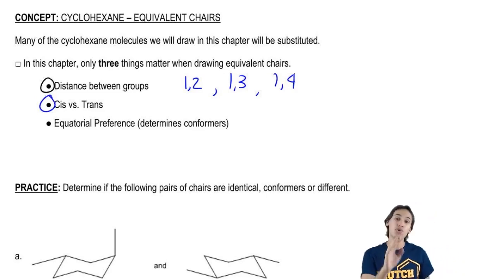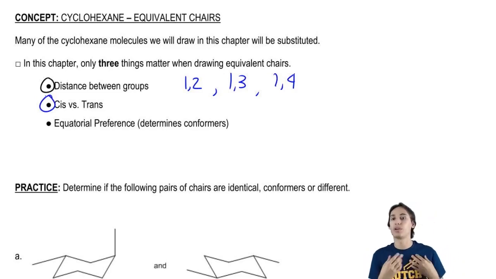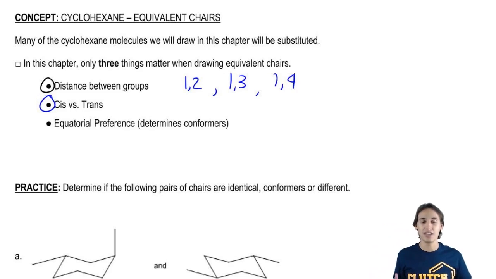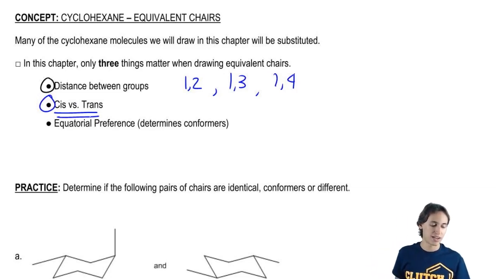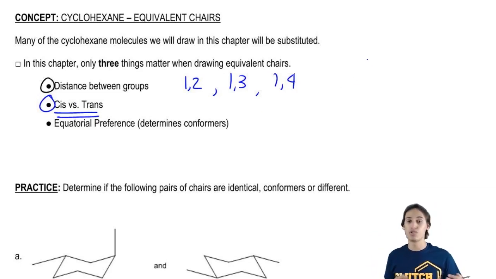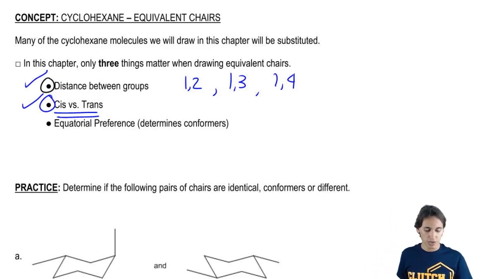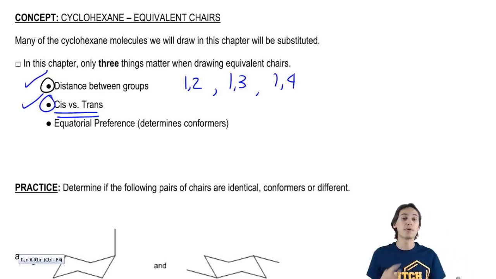The next important thing is cis versus trans. So maybe you wrote one equatorial and I wrote one axial, but at the end of the day, if the cis and trans is the same, then that's also going to mean that these are going to be the same chair. So if I drew a 1, 2 cis upside down, and you drew a 1, 2 cis on some different carbons, they're still the same molecule because overall the distance is the same and the cis and trans is the same.